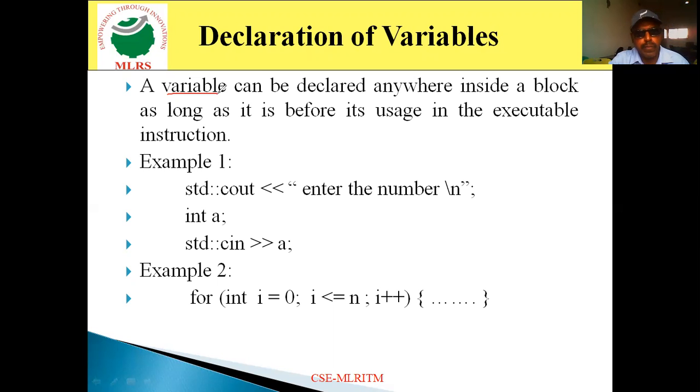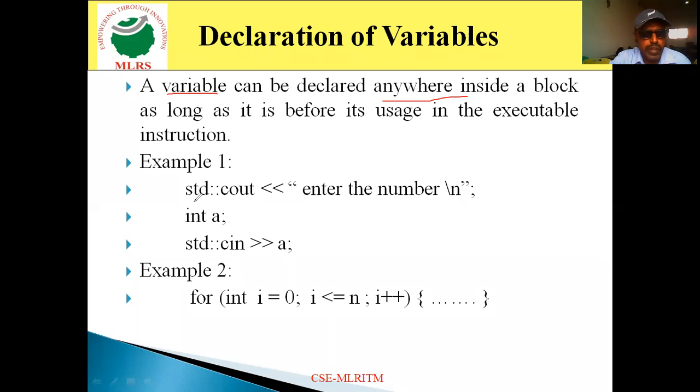In C++, you can declare the variable anywhere in the program. It is not like the variable has to be declared in only one particular section. Whereas in C, you must declare the variable at the topmost of the program, after the main and open brace. You are not allowed to declare a variable anywhere in the program. But in C++, you can declare the variable anywhere in the program.